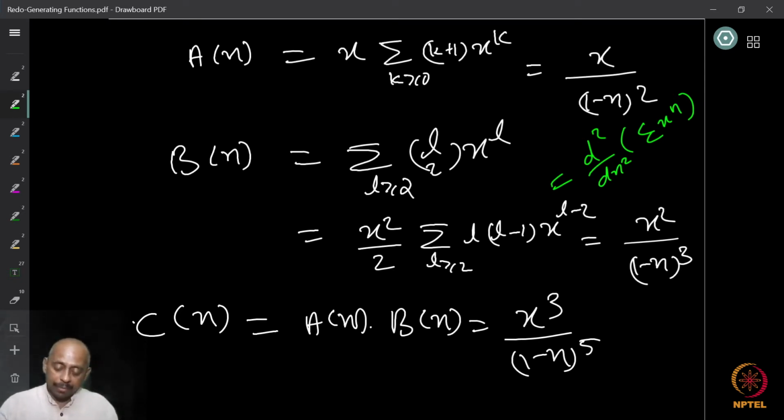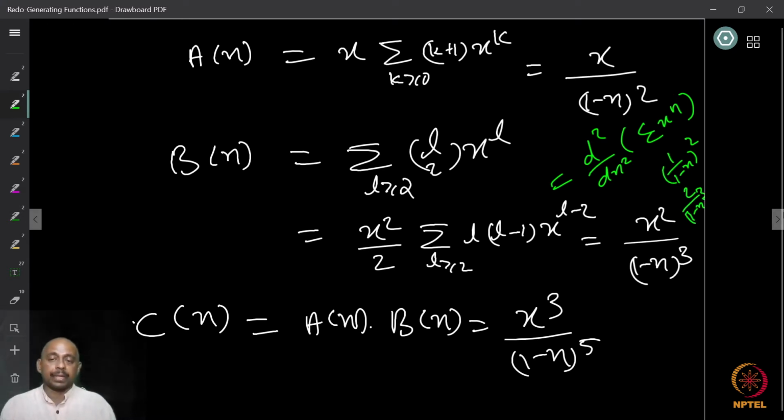So 1 by 1 minus x, the derivative is 1 by 1 minus x whole square, but then its derivative is 2 by 1 minus x whole cube. And therefore I will have x square by 2 into this, which will be x square by 1 minus x whole cube. So that's how I got b of x.